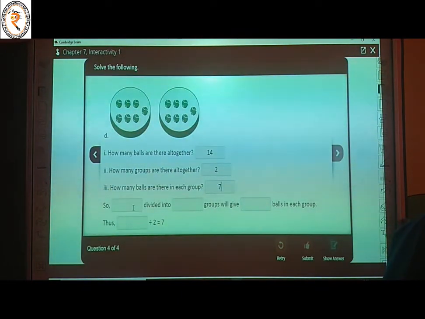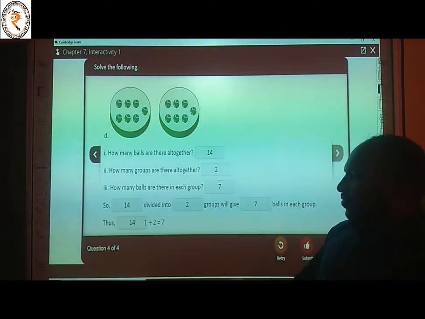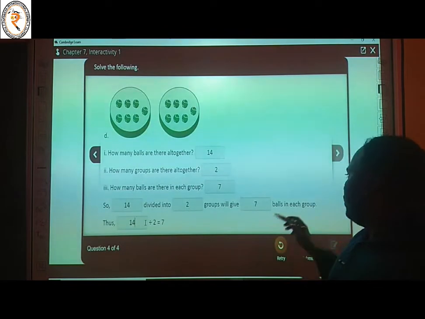So we write 14 divided into 2 is equal to 7. 14 divided by 2 is equal to 7. Next one.